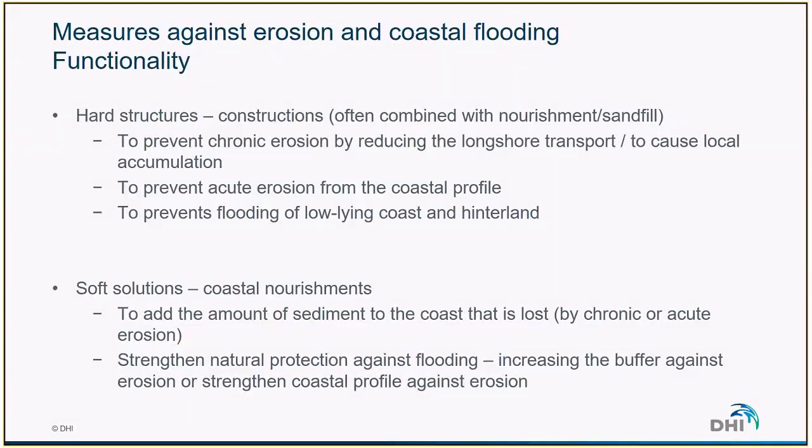What we will do today is look at different types of measures. We will distinguish hard structures, which consist of constructions on the coast or close to the coast. These types of protection are typically built to prevent chronic erosion by reducing the longshore transport and causing local accumulation. And then we'll have a look at the soft solutions, typically nourishments, which consist in adding an amount of sand along the coast where some sand has been lost by chronic or acute erosion.